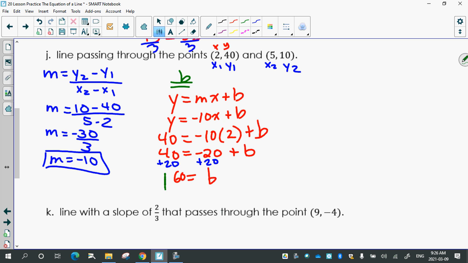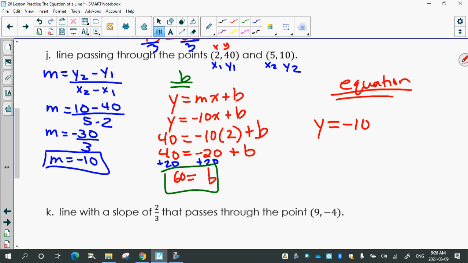So now you know m and b. The people that did it using the other pair of points, how many people got 60? Yes. Okay? So it doesn't matter which point you use because they both lie on the same line. They both satisfy it. They both lie on the line that has the same m and the same b. So now you want your equation. Y equals m, so negative 10 times x plus 60.